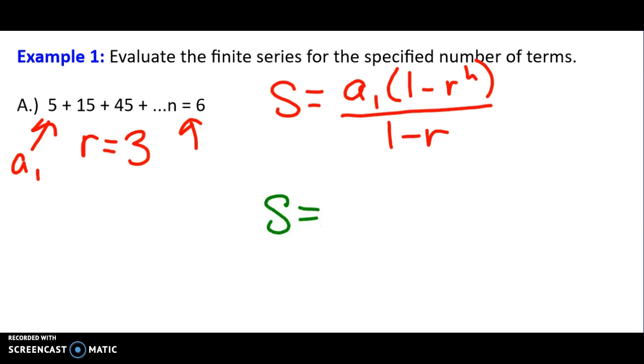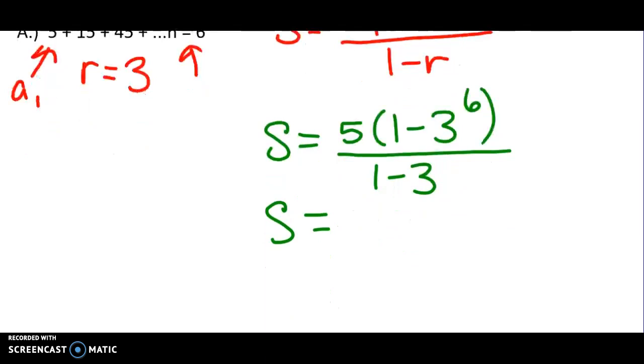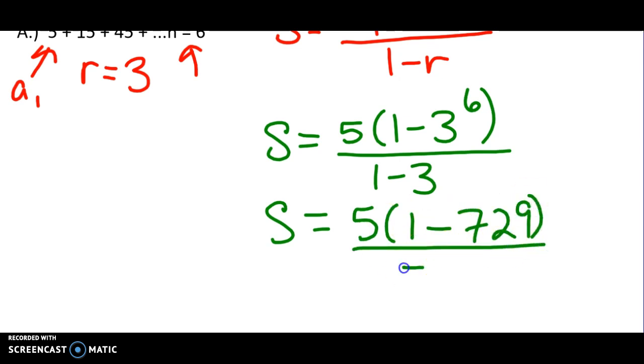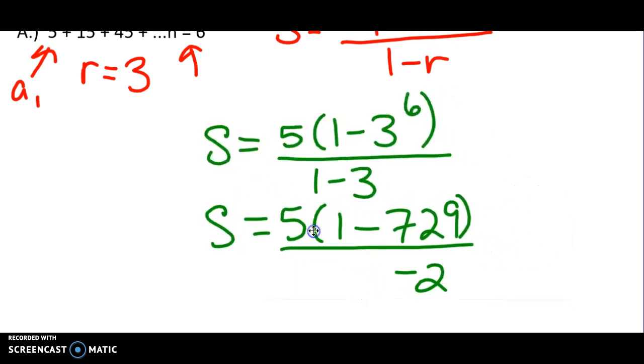So we have A1, which is 5, and that's multiplied by 1 minus R, which is 3, raised to the nth, which in this case is 6, over 1 minus R, which is 1 minus 3. So we are taking 5 times 1 minus 729 and dividing it by -2. And that is going to give us a sum equal to 1820.